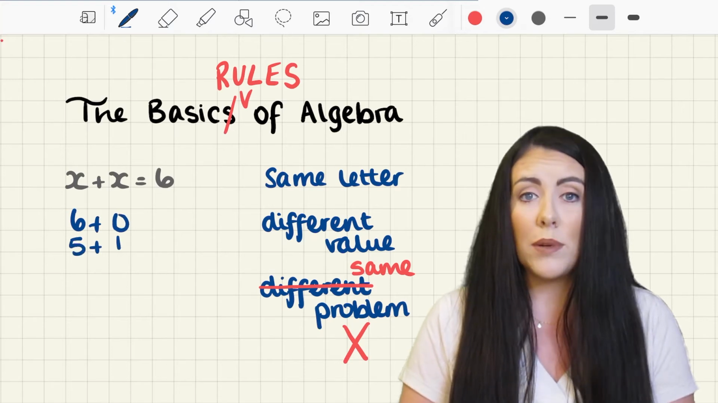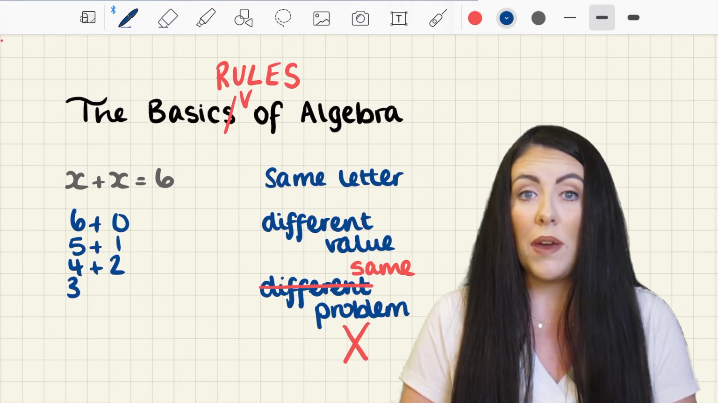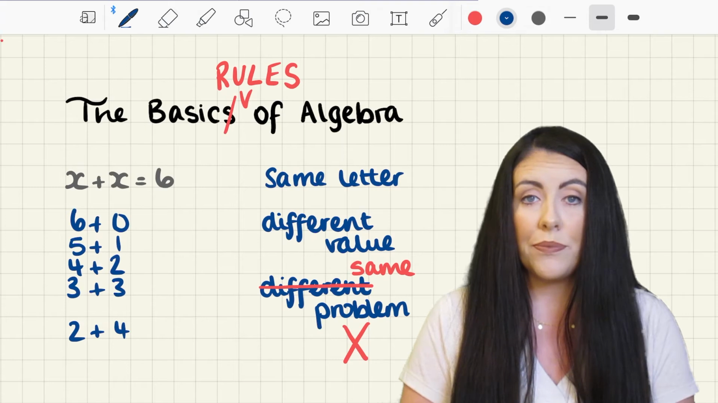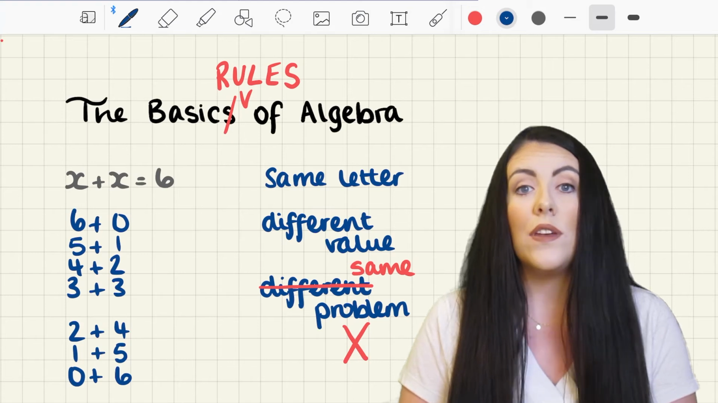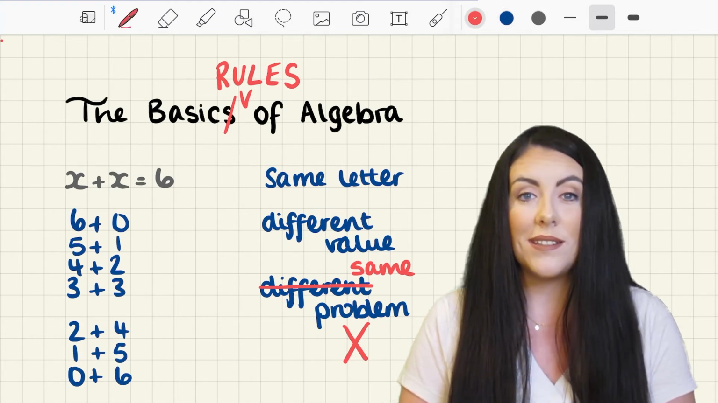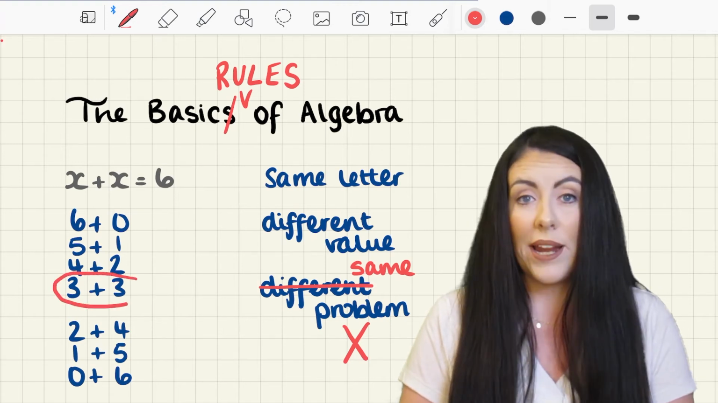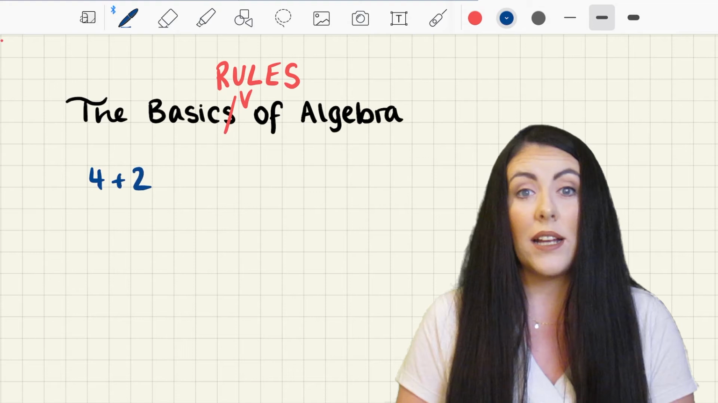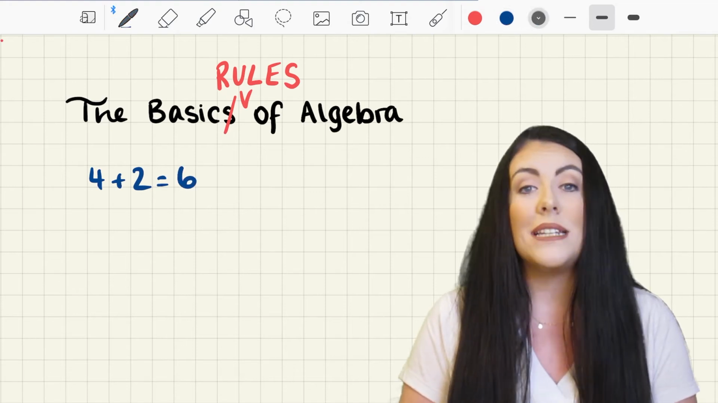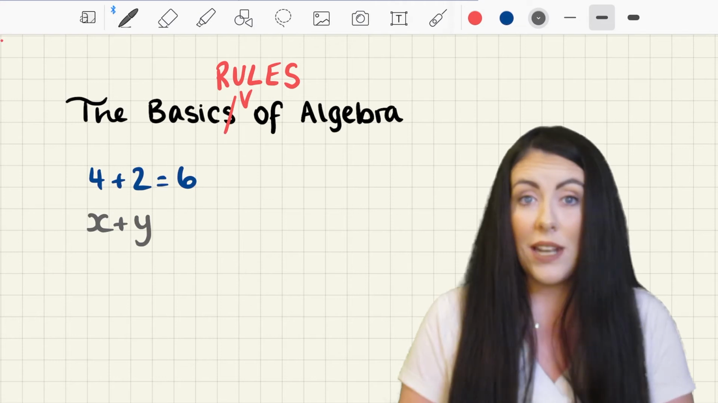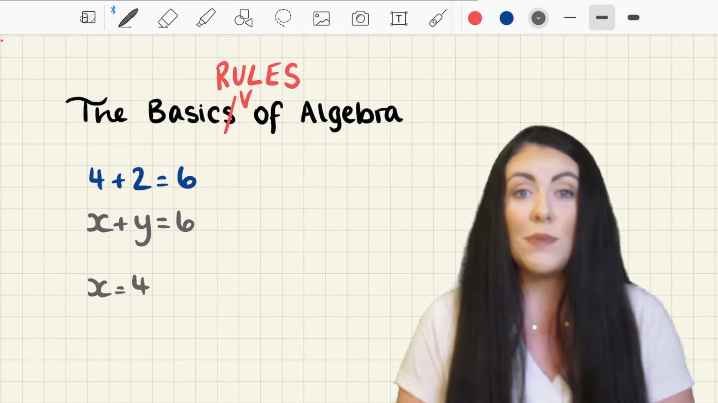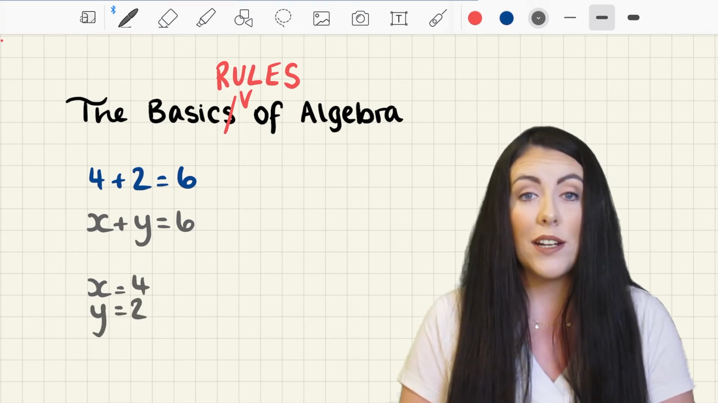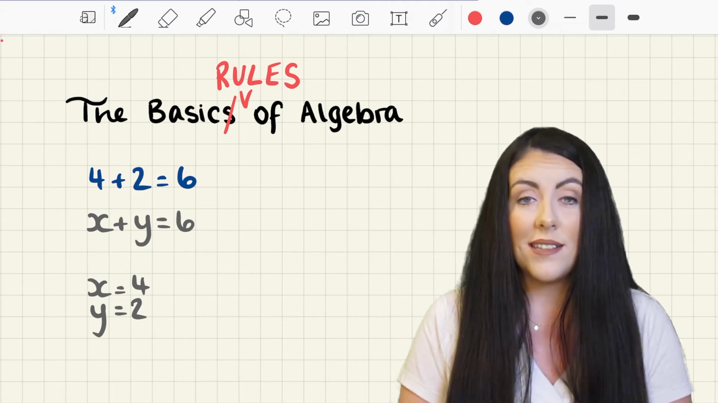Now, thinking of my number bonds to 6, these two x's could be 6 and 0, 5 and 1, 4 and 2, or 3 and 3. Now, because I've got two x's, they're both the same letter, I know that the numbers that they're representing will need to be the same. Therefore it has to be 3 and 3. If I wanted it to be 4 and 2, so 4 add 2 equals 6, I would need to represent the 4 and the 2 with different letters. So I could have x plus y equals 6, but when it is x plus x equals 6, when it is the same letter repeated, it must represent the same number.